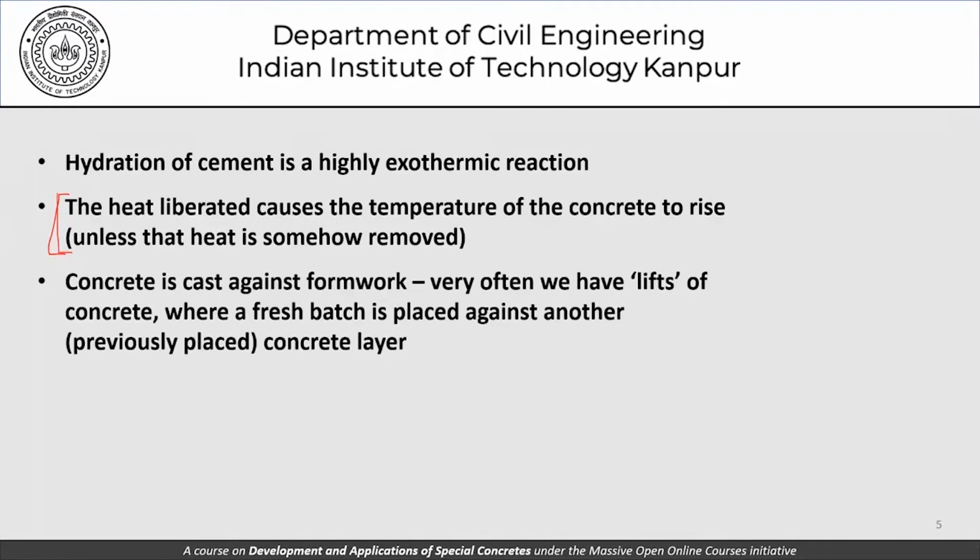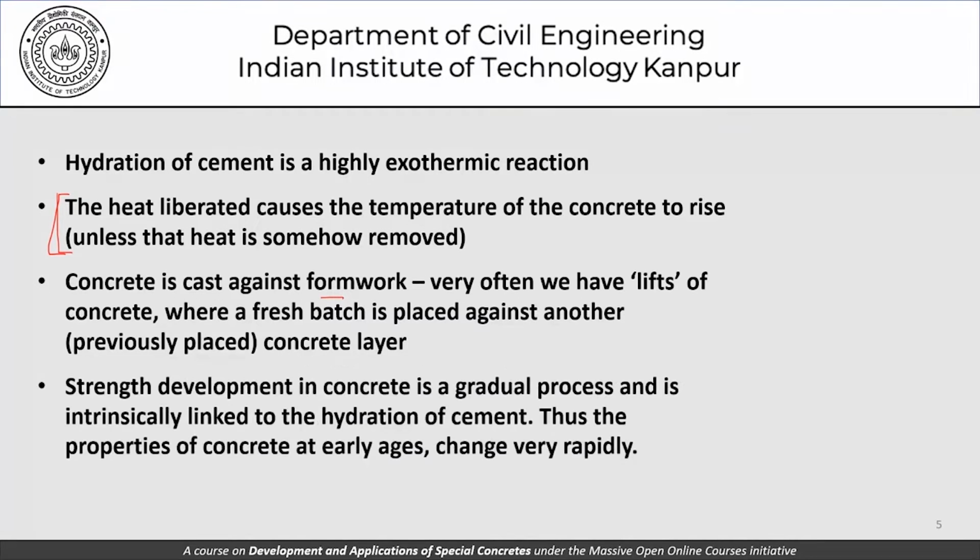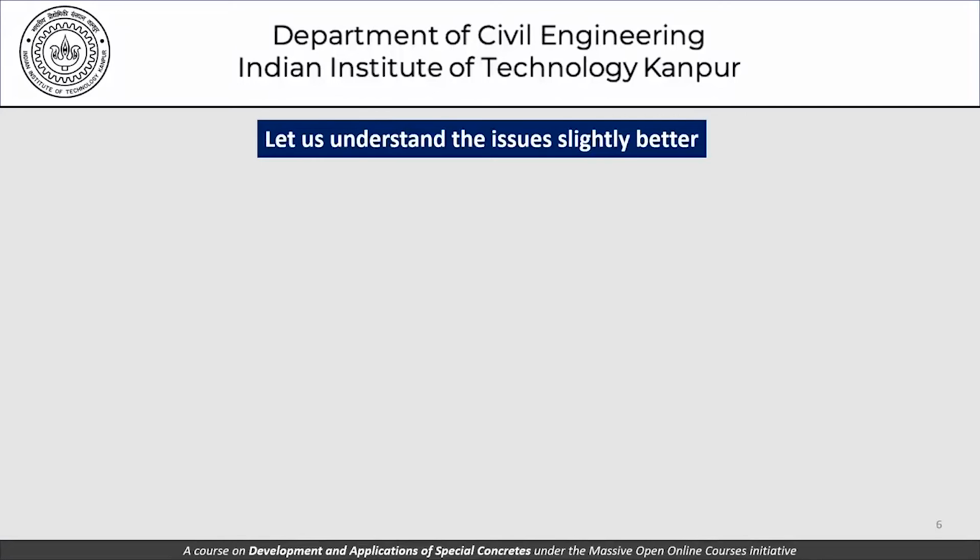Concrete is cast against formwork. Very often we have lifts of concrete where a fresh batch is placed against another previously placed concrete layer. The strength development in concrete is a gradual process and is intrinsically linked to the hydration of cement, and thus the properties of concrete at early ages change very rapidly. So now in this context, let's try to understand a few things slightly better and from a different perspective.